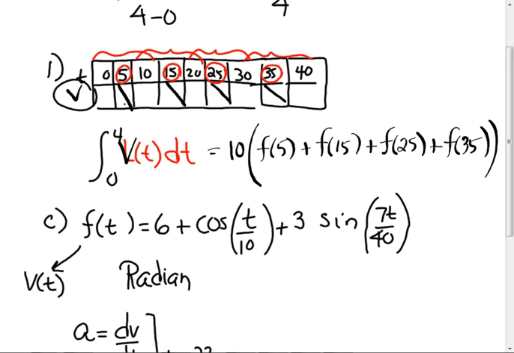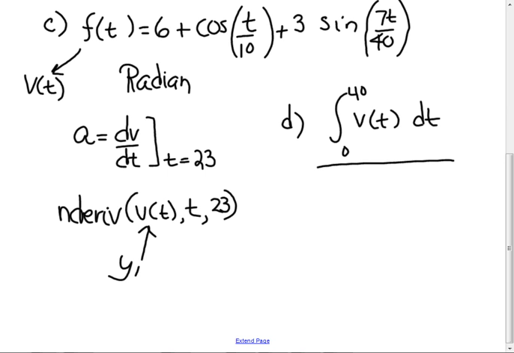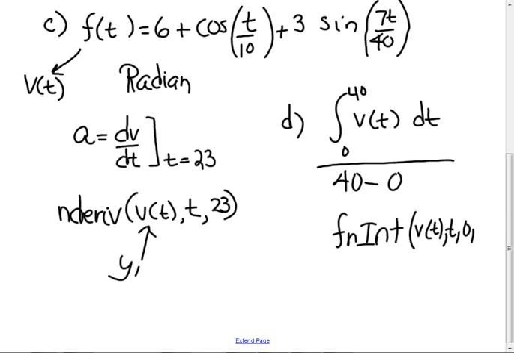So on D, and actually it's of this function, according to the model on F, I'm going to integrate this v of t, or f of t, whatever I have here, that was derived, from 0 to 40, and then we're going to do what? If it's average value, what are you going to do? We're going to do 40 minus 0. So that's the fnInt. That's going to be fnInt(v(t), t, 0, 40).